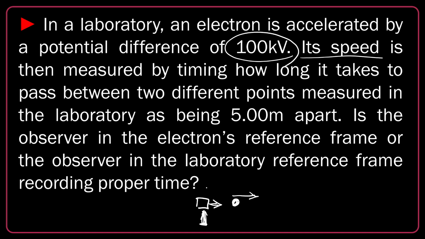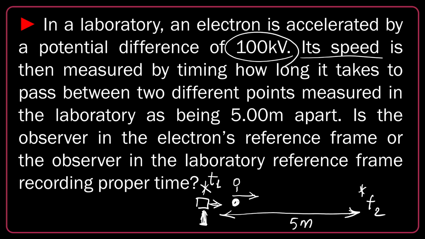So we have an embarkation point here and the destination here. According to our measurement in the lab, the separation is 5 meters. Okay? The electron starts from here at the moment t1, then it gets to the destination at the moment t2. Okay? Is the observer in the electron's reference frame?